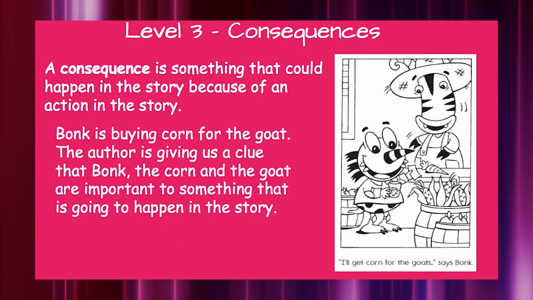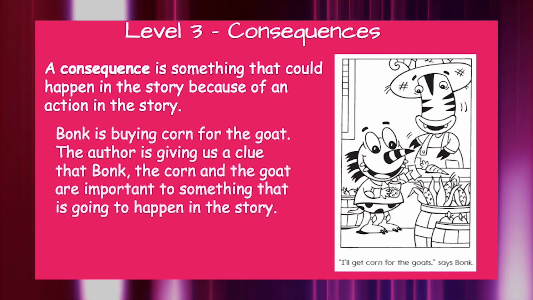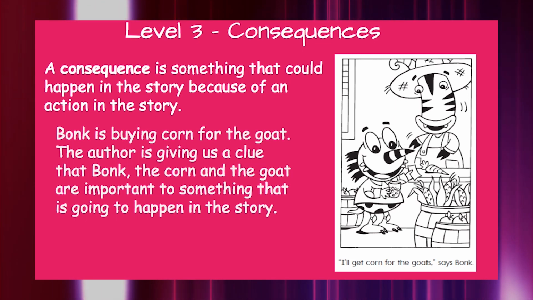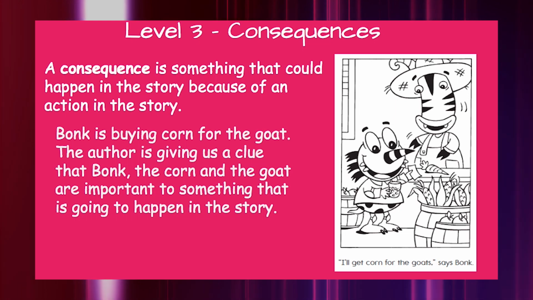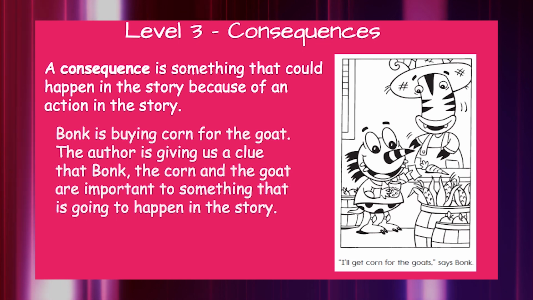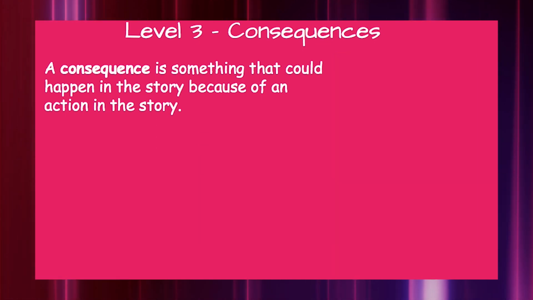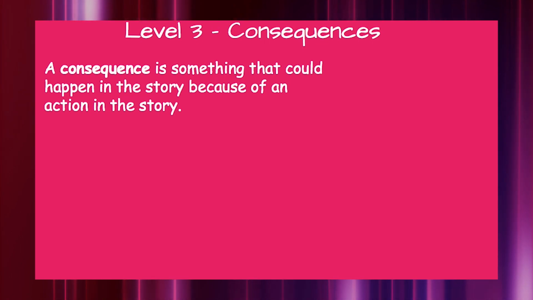Bonk is buying corn for the goat. The author is giving us a clue that Bonk, the corn, and the goat are important to something that is going to happen in the story. Do you agree? Now let's find the consequence. Remember, a consequence is something that could happen in the story because of an action in the story.